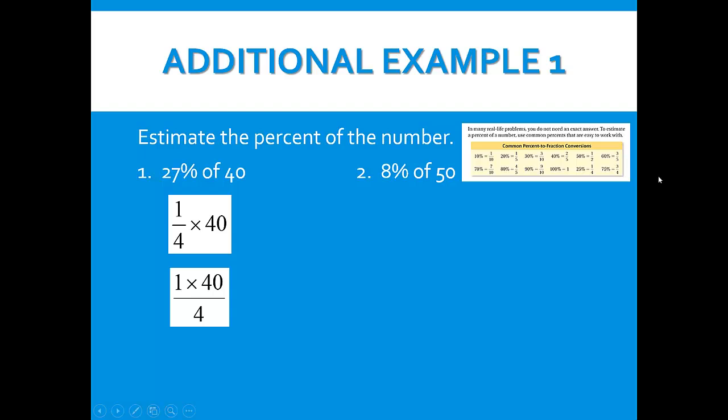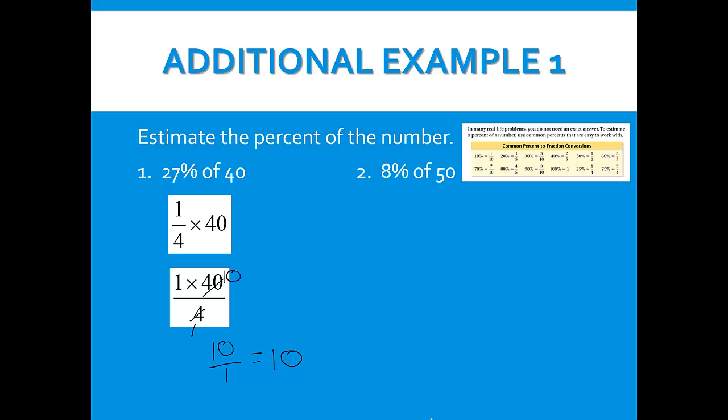1/4 times 40 would be equal to 1 times 40 over 4. We can simplify the 40 and the 4 by dividing by 4. 4 divided by 4 is 1, and 40 divided by 4 is 10. Now we can multiply. 1 times 10 would be 10, and that would be over 1, and 10 over 1 is equal to 10. So 27% of 40 is about 10.